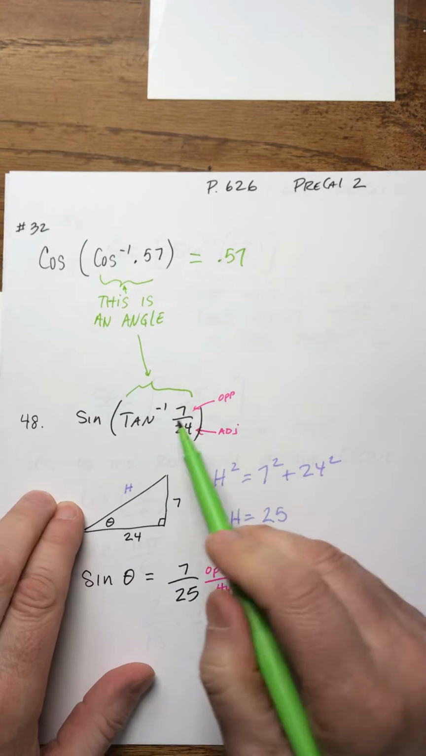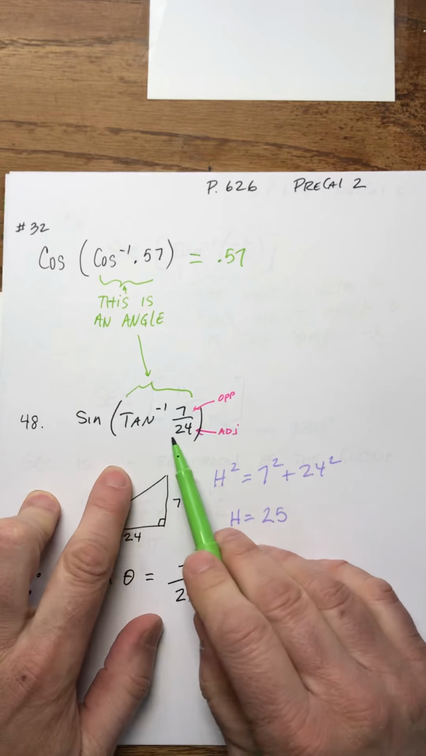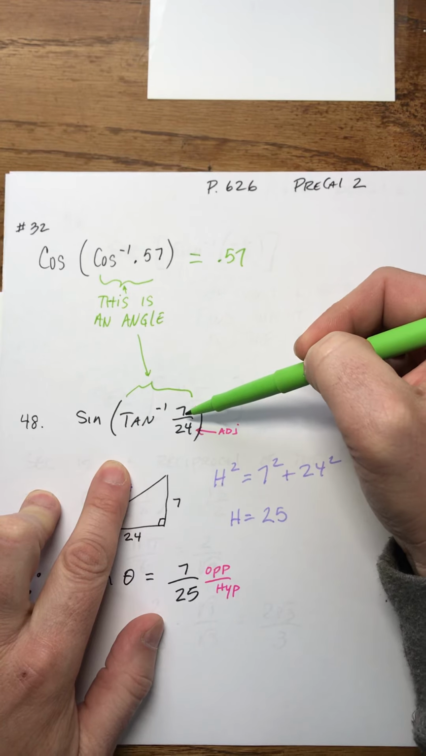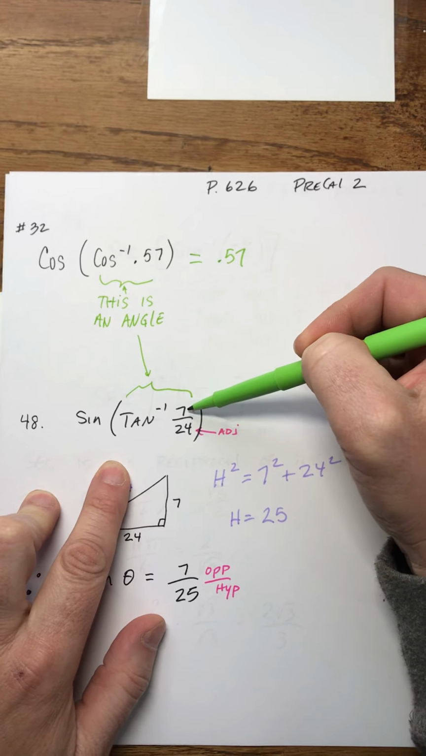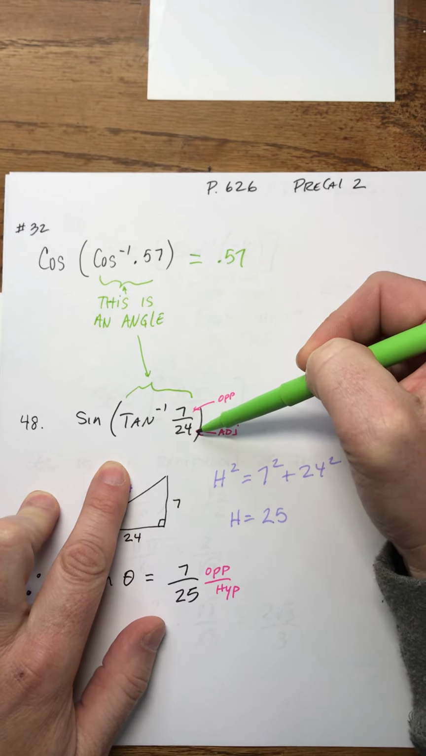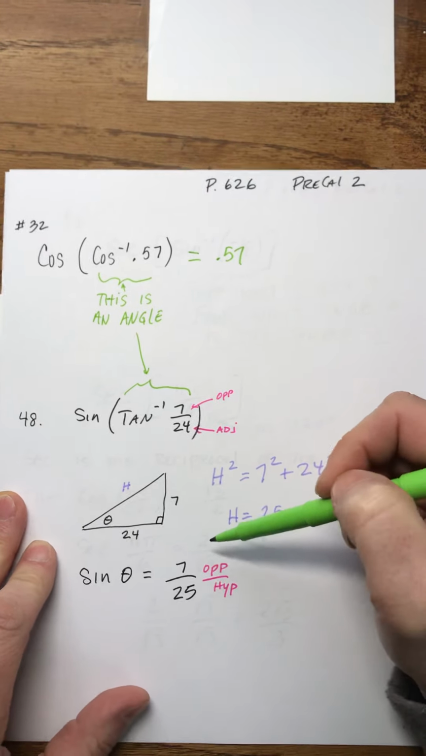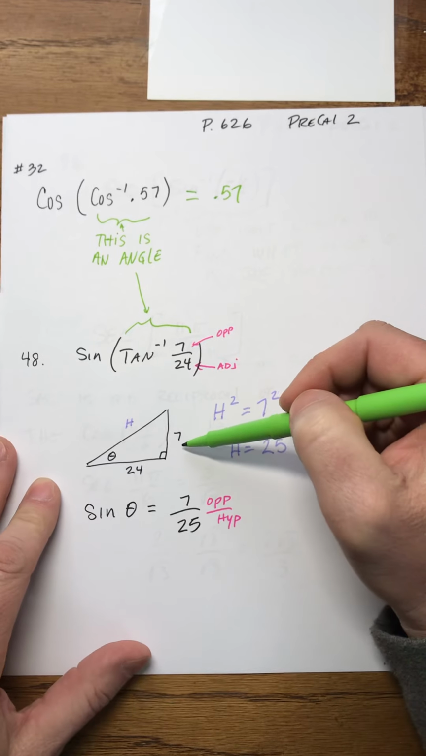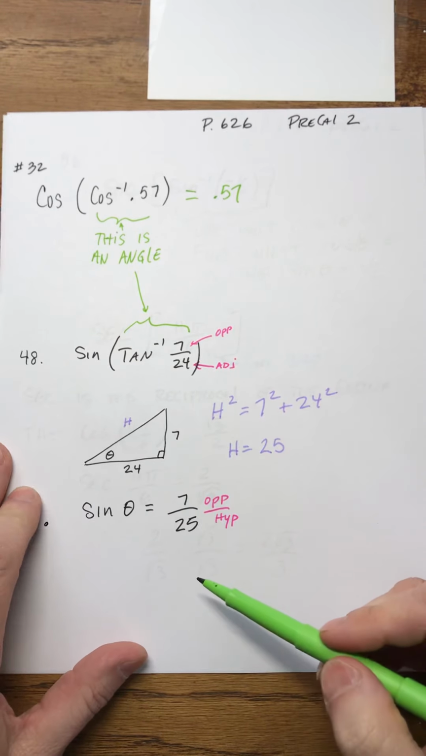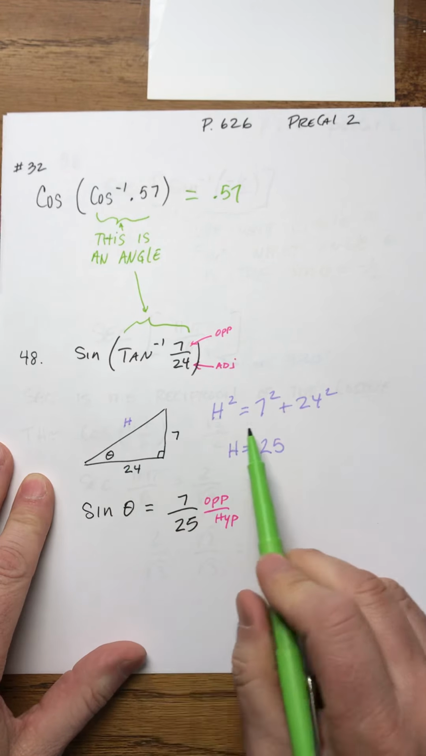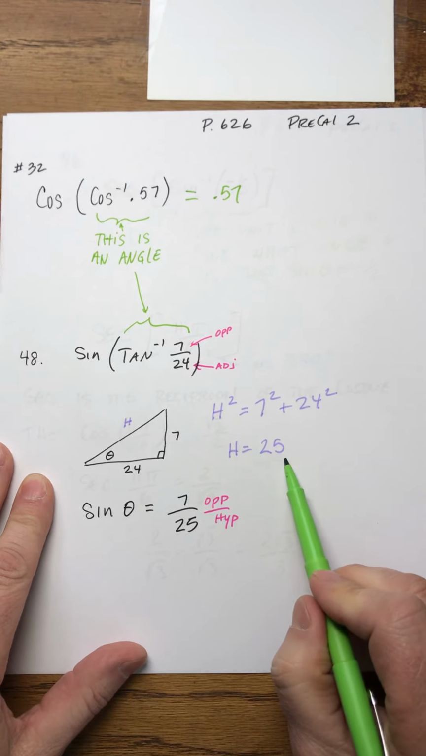The next one is they're saying, what is the sine of this angle? And realizing that this is an angle, it's an angle whose opposite side is 7 and whose adjacent side is 24. So I drew a triangle here to show the opposite side being 7 and the adjacent side being 24. But to use a sine, I need a hypotenuse. So I used the Pythagorean theorem to find out what this is.